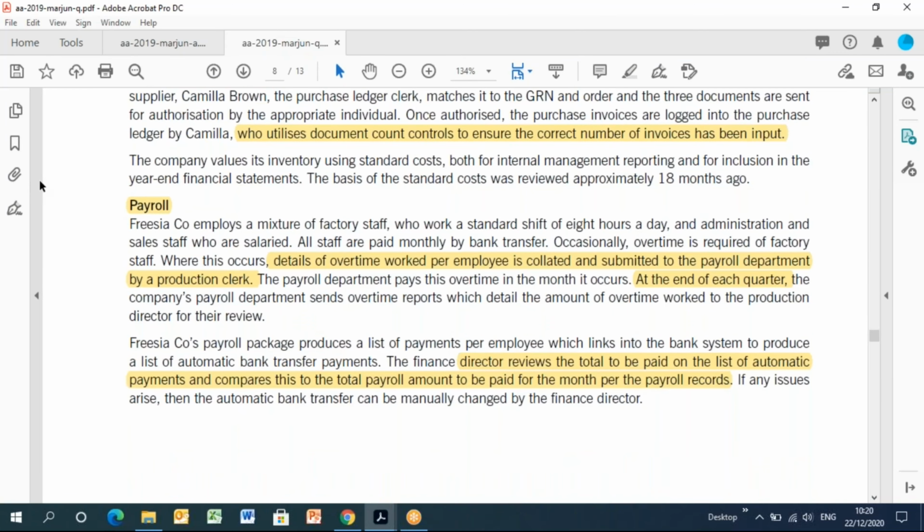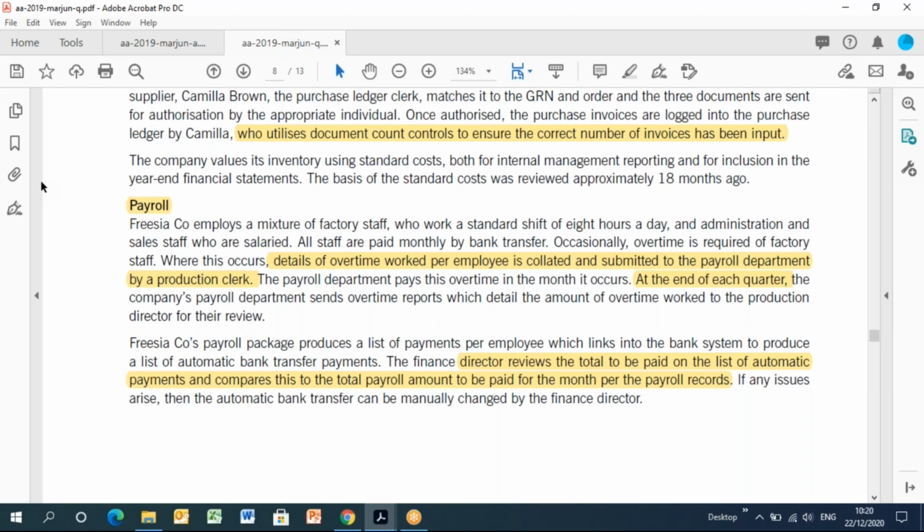If we move on to the payroll, it says that the company has a mixture of factory staff who work on a standard shift of 8 hours a day, and administration and sales staff who are on a salary. All staff are paid monthly by bank transfer. Occasionally, overtime is required of factory staff. When this occurs, details of the overtime worked per employee are collated and submitted to the payroll department by a production clerk.